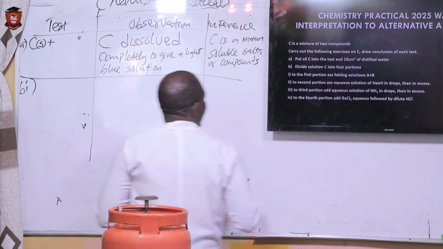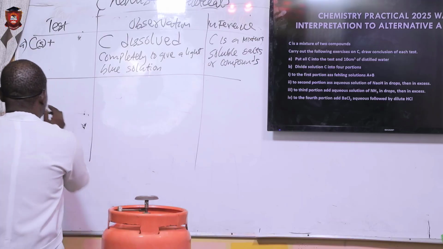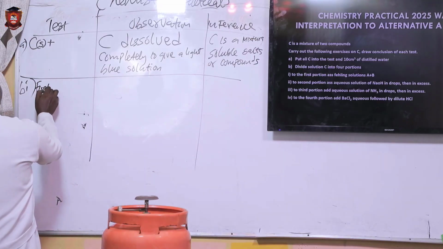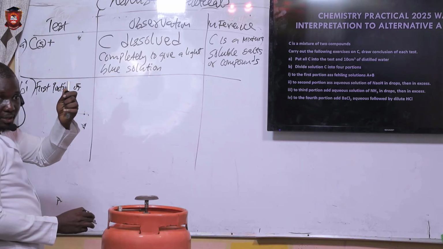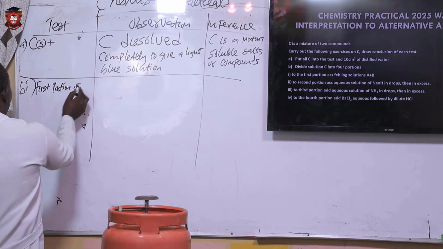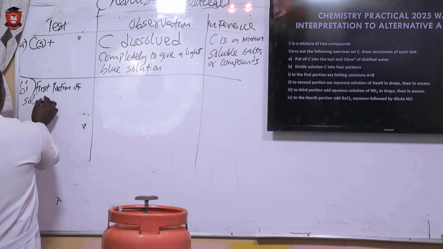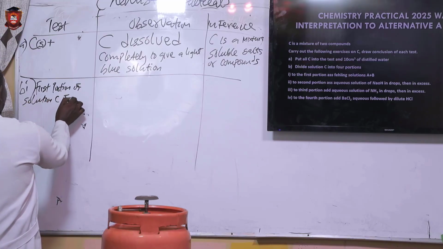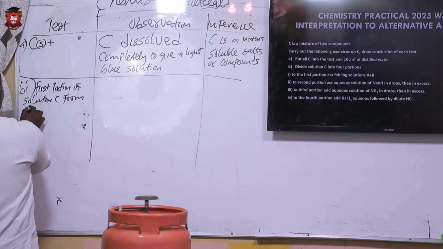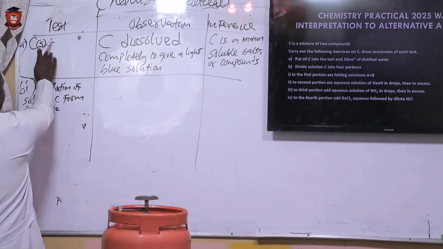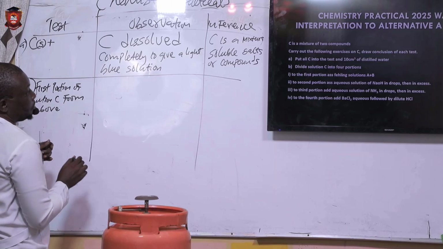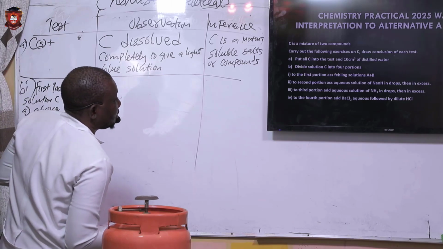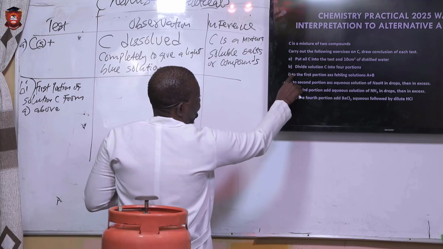So now if I want to interpret this first part, I will just say first portion of C is now a solution, no longer solid, isn't it? First portion of solution C, from where did we get it? From A above, because it was A that we got the solution. What are we adding there? Okay, please, like I said, we're going to do this one last.